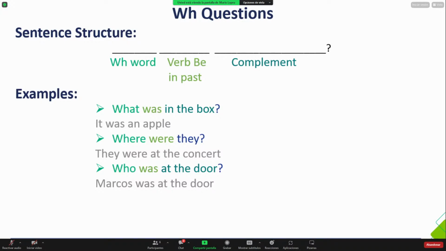It was an apple. Era una manzana. Where were they? ¿Dónde estaban ellos? They were at the concert. Ellos estaban en el concierto.